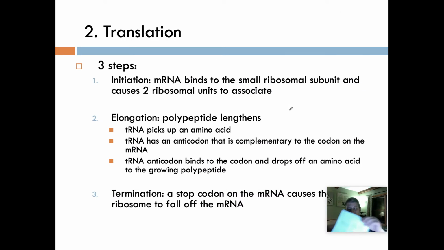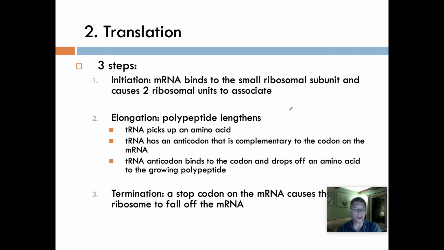Okay, so the next step, the second main step in this process, is translation. And again, we can break this down into smaller steps. In translation, the first thing that has to happen is what we call initiation. In this case, the messenger RNA molecule binds to the small ribosomal subunit. Each ribosome is made of two parts, a smaller one and a larger one. And when the messenger RNA binds to the smaller one, the larger one then associates with it, and they come together to produce a complete ribosome.